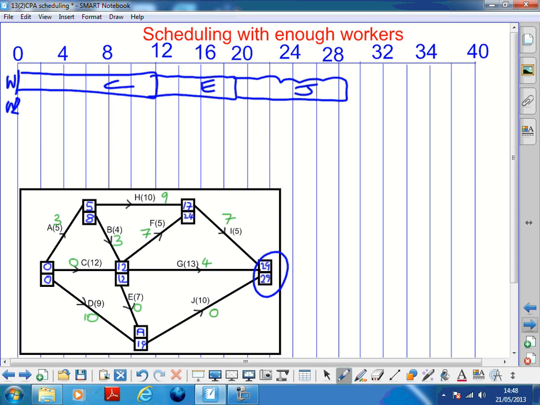Okay, worker 2. So you just basically start giving them jobs. You try not to use more workers than you need. We know we need 3. And you just keep a really close eye on precedences, basically.